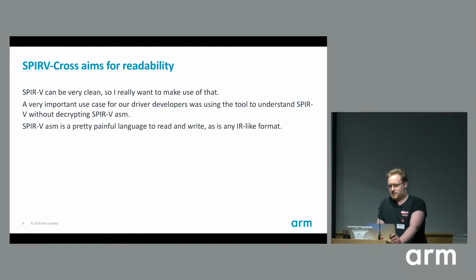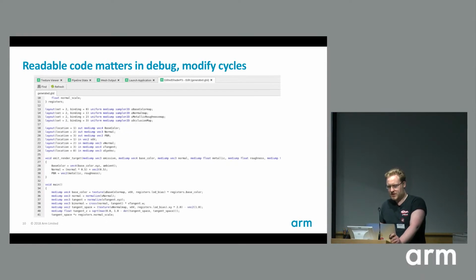So I want to make use of this, but SPIR assembly is pretty weird. It's really difficult to read. Any IR format makes no sense to anyone. Only compiler people will understand it or even care about SPIR assembly. And a very important use case was our driver developers at ARM, and I suppose other companies as well, using it to take SPIR and figure out what does this code actually do, because understanding SPIR from assembly can be really tedious, especially for larger shaders. So the readable code really matters.